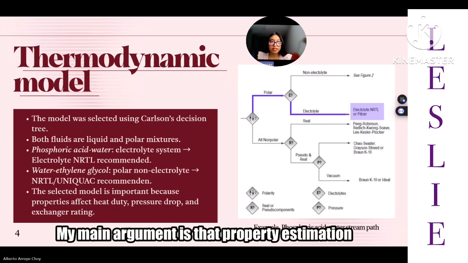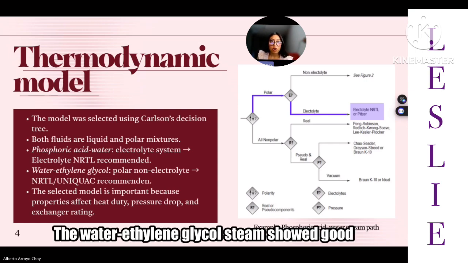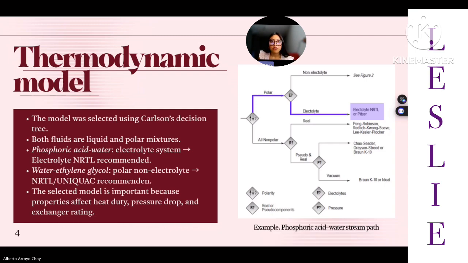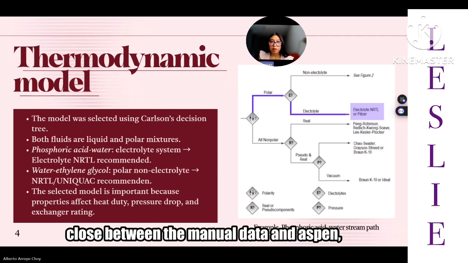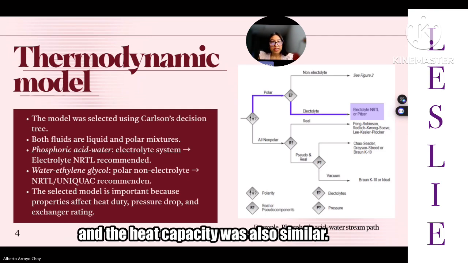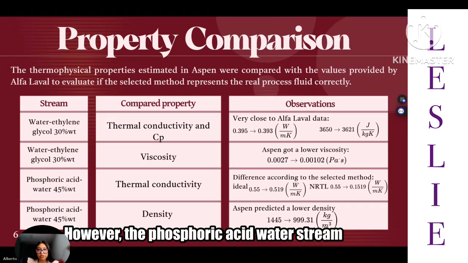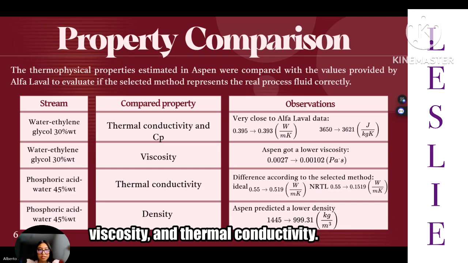My main argument is that property estimation is one of the largest sources of uncertainty in this project. The water ethylene glycol stream showed good agreement in thermal conductivity and heat capacity. For example, the thermal conductivity was very close between the manual data and Aspen, and the heat capacity was also similar. However, the phosphoric acid water stream showed larger deviations, especially in density, viscosity, and thermal conductivity.